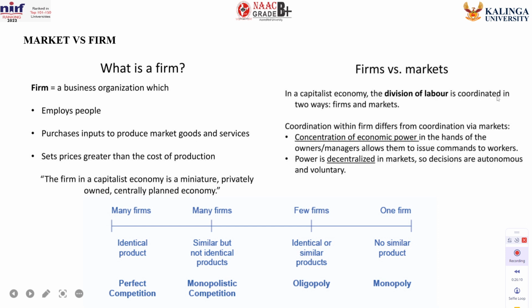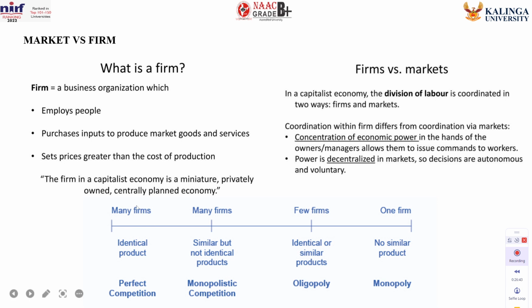Firms versus market in a capitalist economy: the division of labor is coordinated in two ways, the firms and the market. Coordination within the firm differs from coordination via market. Concentration of economic power in the hands of owners and managers allows them to issue commands to workers, and power is decentralized in markets, so decisions are autonomous and voluntary. So the market is not governed by any top management. It is decentralized, it is democratic in nature. But firms have concentration of economic power in the hands of owners and managers.